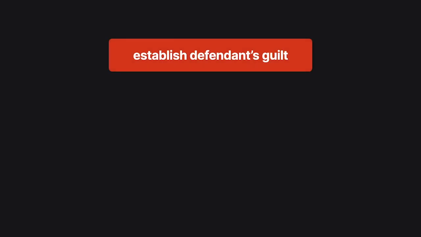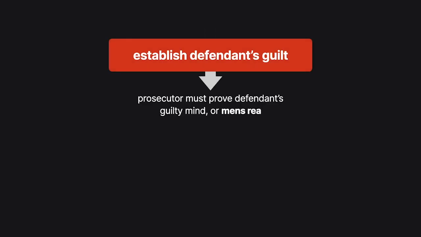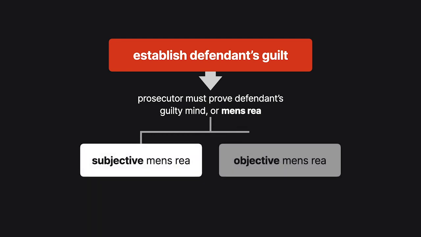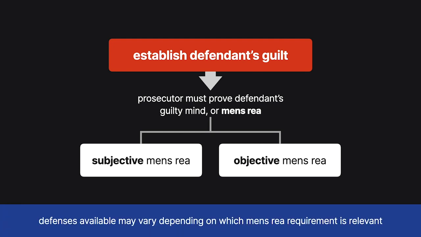To establish a defendant's guilt, a prosecutor must establish a defendant's guilty mind, or mens rea, by proving either the defendant's subjective mens rea or an objective mens rea, depending on the crime. And the defenses available to a defendant may vary depending on which mens rea requirement is relevant.